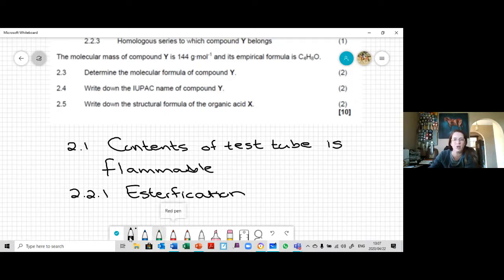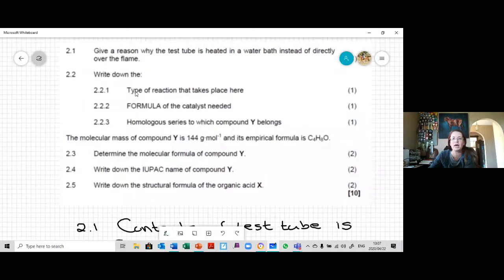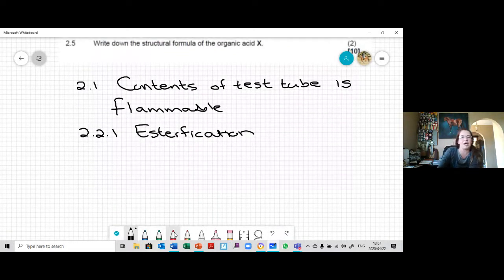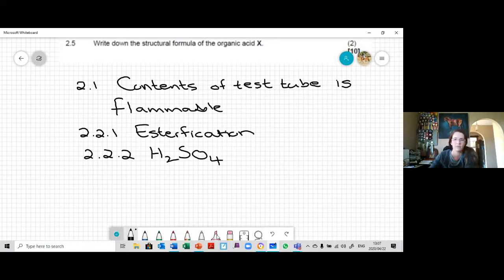Then they want to have, now very important, the formula of the catalyst. Okay, guys, not the name, the formula of the catalyst. So we know it's sulfuric acid. So it has to be H2SO4. Okay.